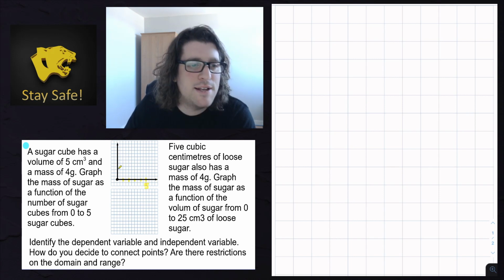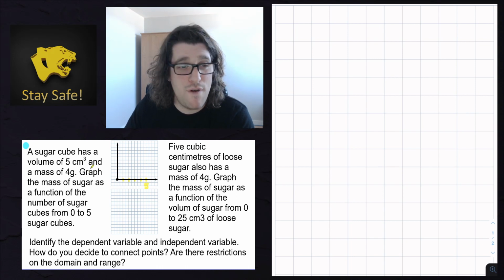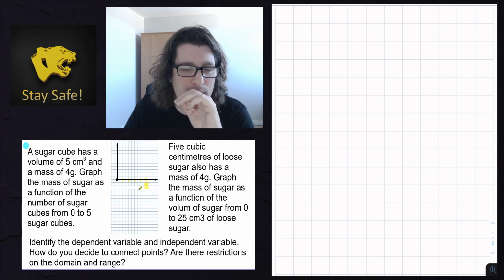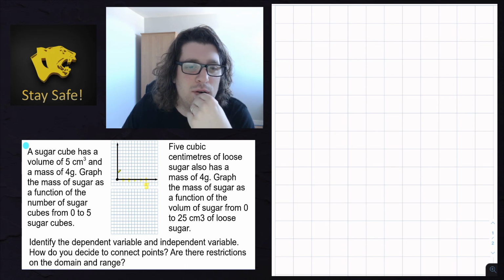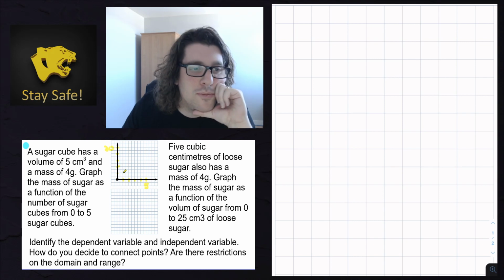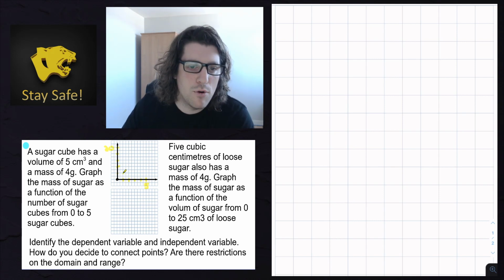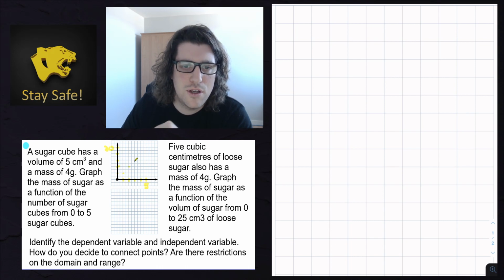And then the mass, since I know each one of those sugar cubes is 4 grams of mass, let me just do it nicely as 4, and then 8, and then 12, 16, and 20. So we'll go up to 20, and at 1 sugar cube, there is exactly 4 grams. And then at 2 sugar cubes, there are 8 grams. At 3 sugar cubes, there are 12, 16 at 4, and 20 at 5.